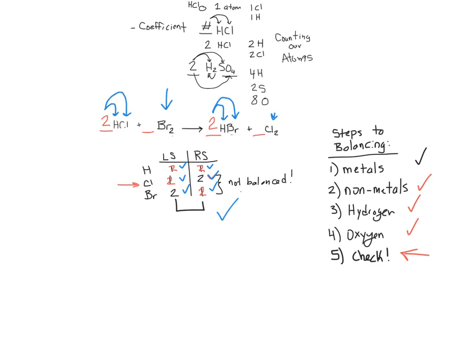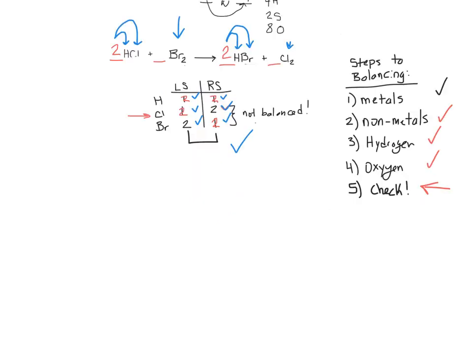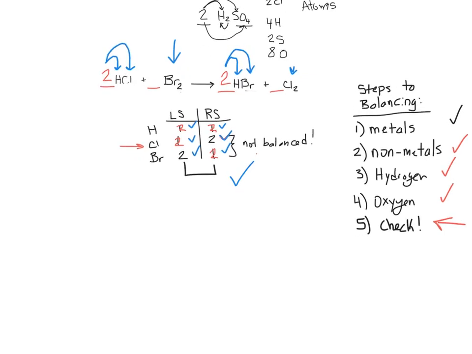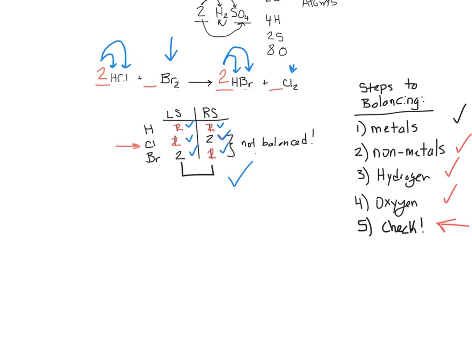Notice the only thing that I've done is added coefficients. Do not change the subscripts, only add coefficients. So it's worth noting that some of you may be able to just do that in your head. I use this sort of T-chart just to keep track of all the ions and make sure that it's balanced. It's also useful to check.